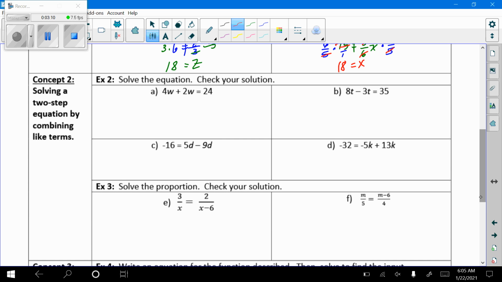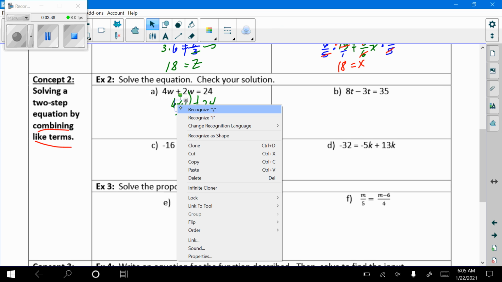The next one, concept 2, solving two-step equations by combining like terms. So the first thing I want you to do is combine like terms if there are any first. So on this one, line down the middle. I would say 4 watermelons plus 2 watermelons would give me 6 watermelons equals 24. And then now I can have them combined.